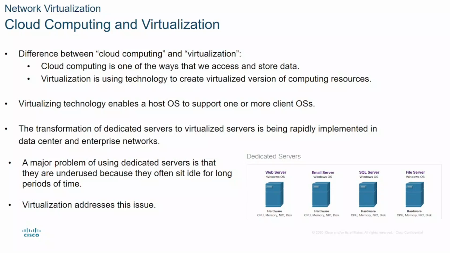So there's a difference between cloud computing and virtualization. So cloud computing is one of the ways that we can access and store data. Meanwhile, virtualization is using technology to create a virtualized version of computing resources. So virtualizing technology enables a host operating system to support one or more client operating systems. Alright, so for example, you are running a Windows operating system and you store a Linux operating system on your Windows device. That's an example of virtualization. And you can only do this with the help of hypervisors.